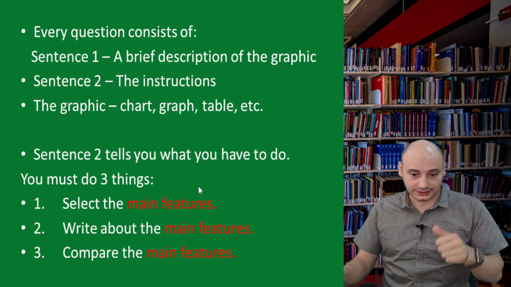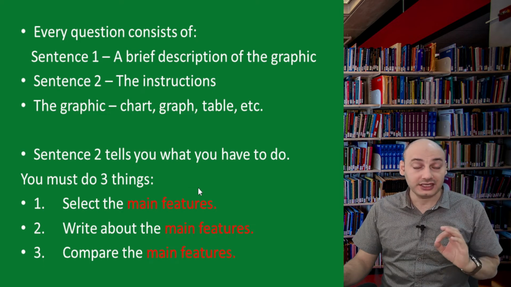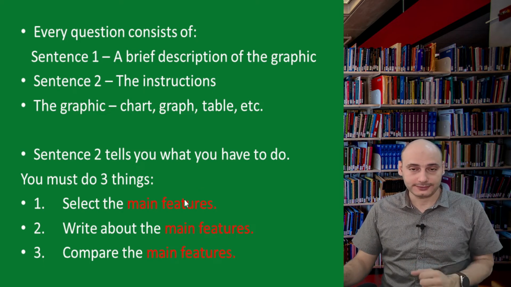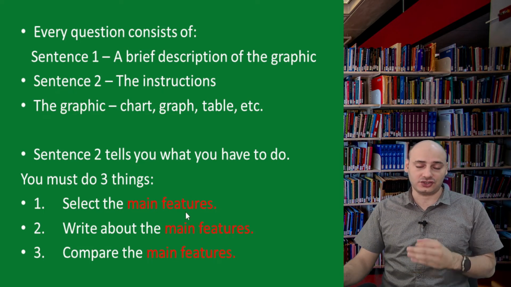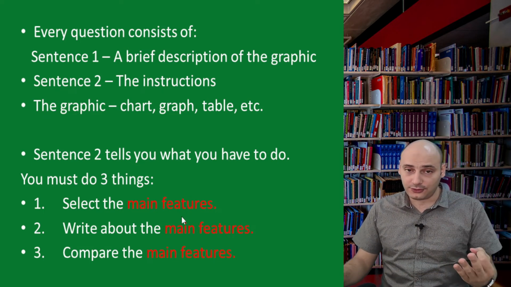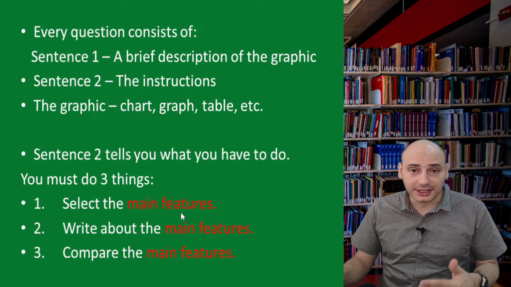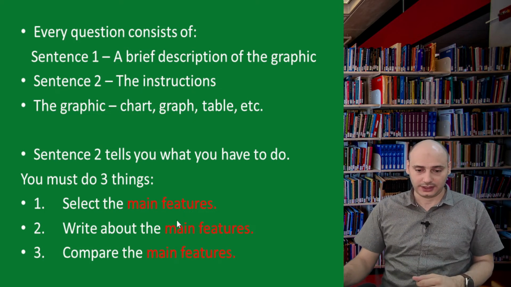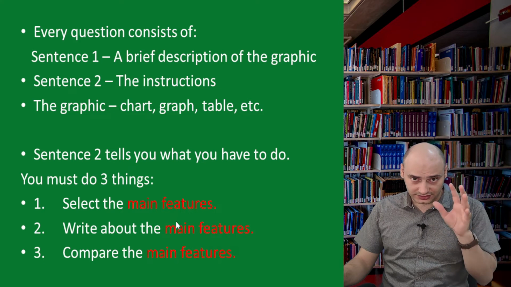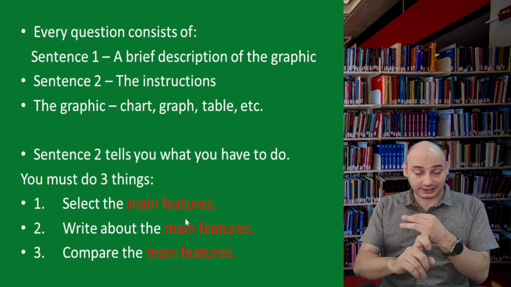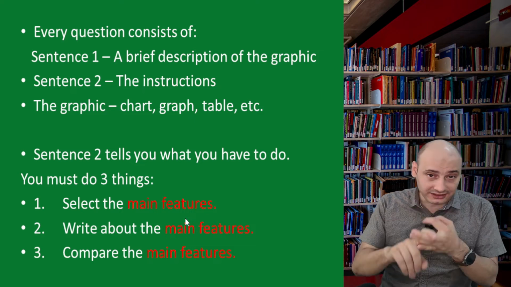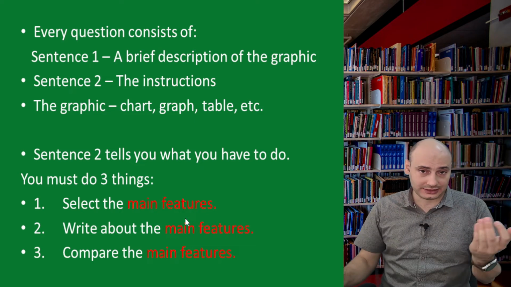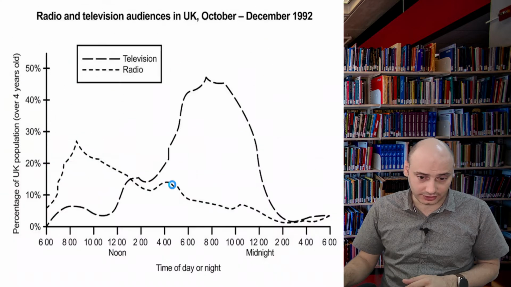Number one, select the main features. Two, write about, again, the main features. And then three, compare the main features. Again, the question is asking you this: select the main features, write about the main features, and compare the main features. Let's have a look back at the question.